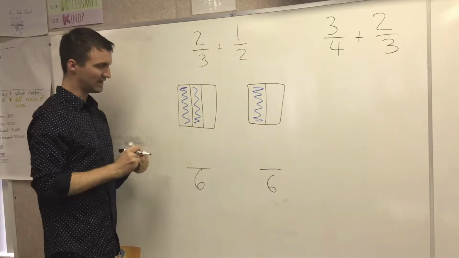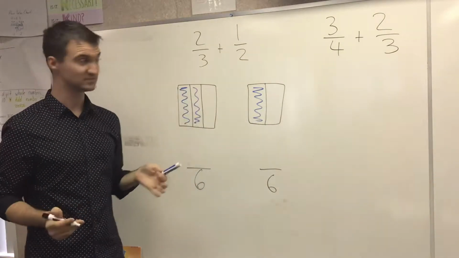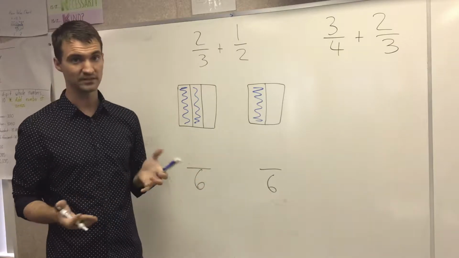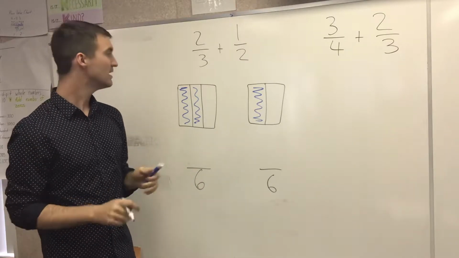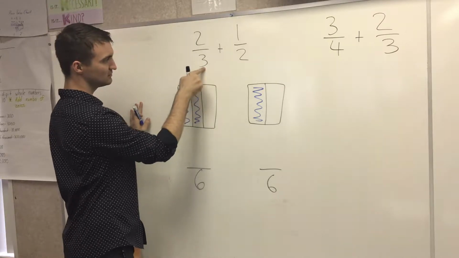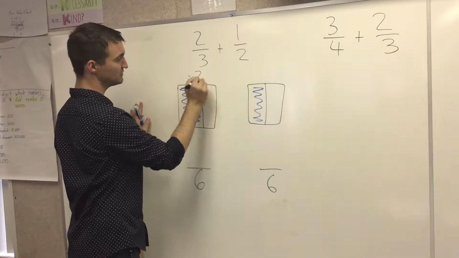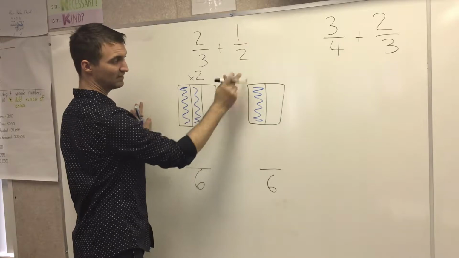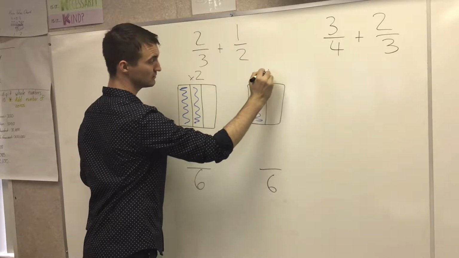Now, I have to basically divide this up into 6 now because that is my least common denominator or lowest common denominator. And so what I'm going to do is I'm going to say over here, this is 3/3 and it's times 2. And this is halves and it's times 3.